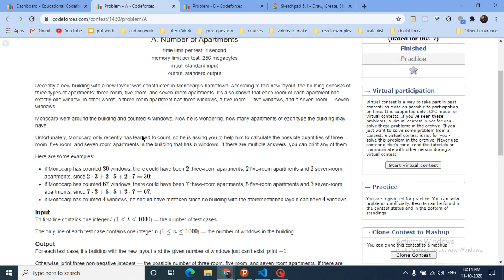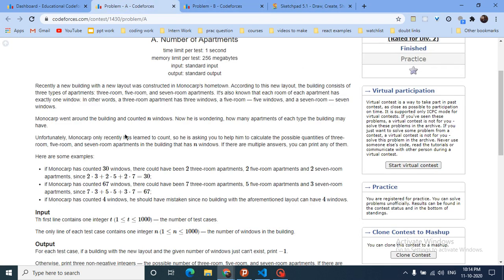You can read the problem statement on your own, but in simple terms it states that there are three types of apartments in a building. The first type has 3 rooms, the second type has 5 rooms, and the third type has 7 rooms, and each room has a window. So you can assume that there's one apartment which has 3 windows in total, one apartment has 5 windows in total, and the other apartment has 7 windows in total.